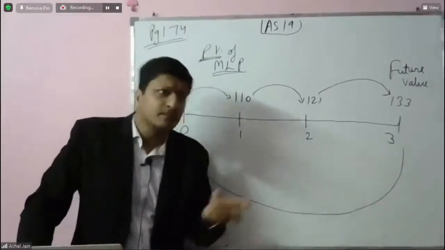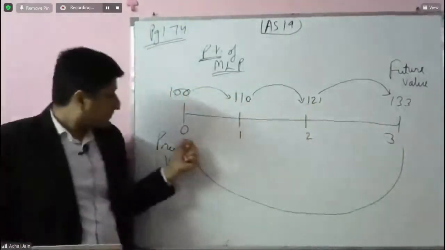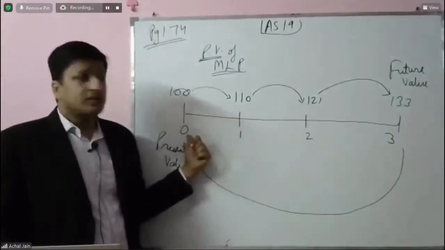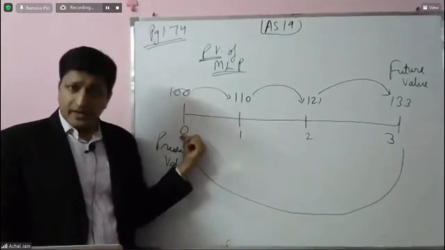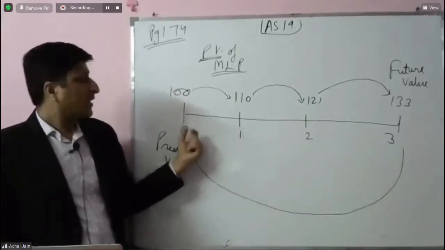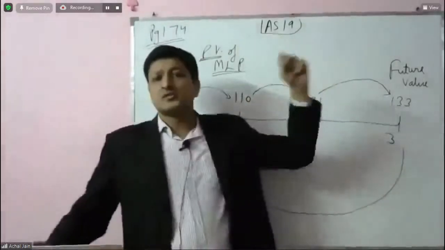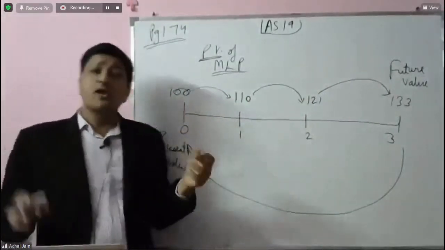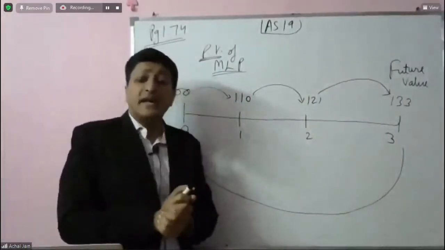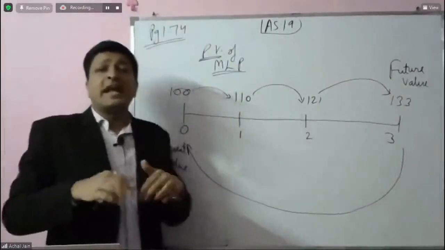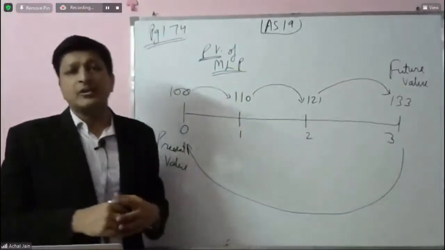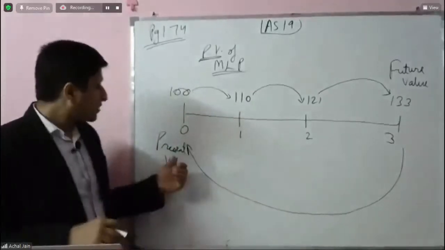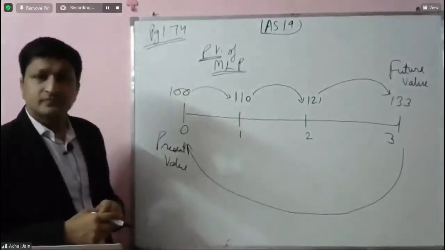So what would it become? It would become 100. This would also become 100. This would also become 100. Yes or no? So these three amounts, now I'm talking about three different amounts, they all will become 100 today. Why? Because I will eliminate the time value which is embedded in those amounts. That is called as present value.